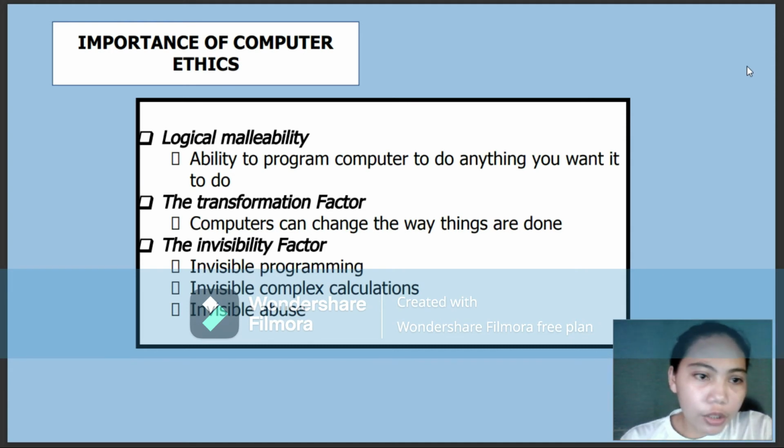Invisible complex calculation takes the form of programs that are so complex that users do not understand them. A manager uses such a program with no idea of how it performs its calculations. The next is invisible abuse. Invisible abuse includes intentional acts that cross legal as well as ethical boundaries. All acts of computer crime fall into this category. So do such unethical acts as invasion of individual rights to privacy and surveillance.